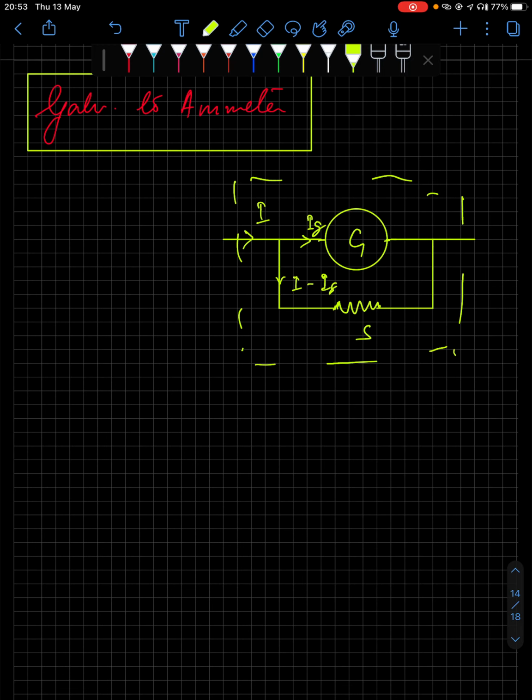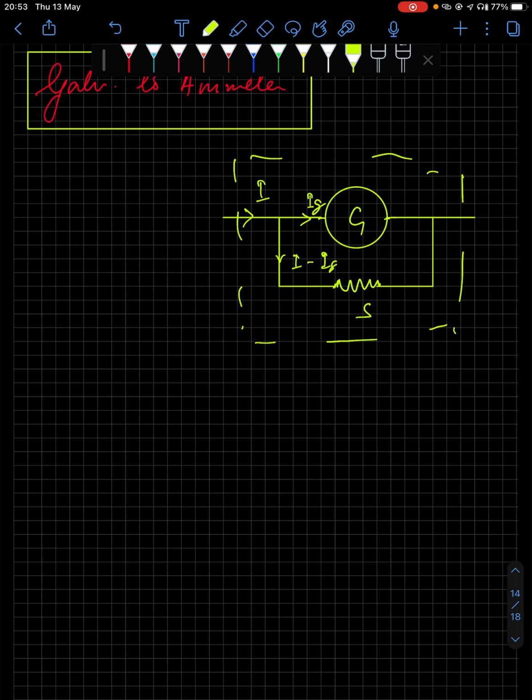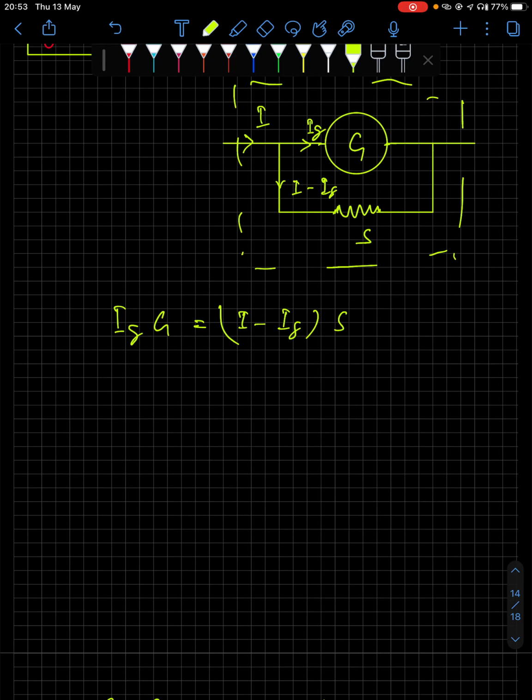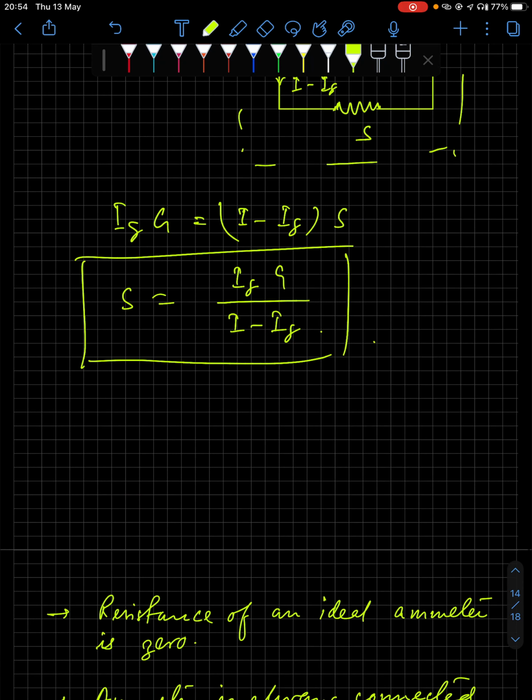So how do you know the value of the shunt necessary? Since this is a parallel distribution, since you have connected the low shunt resistance in parallel to the galvanometer, we can write that the voltage across the galvanometer is equal to the voltage across the shunt. So the voltage across the galvanometer is Ig multiplied by the resistance of the galvanometer G, equal to I minus Ig, the current across the shunt, multiplied by the resistance of the shunt S. So S is equal to Ig G divided by I minus Ig. This will give you the value of the shunt required.